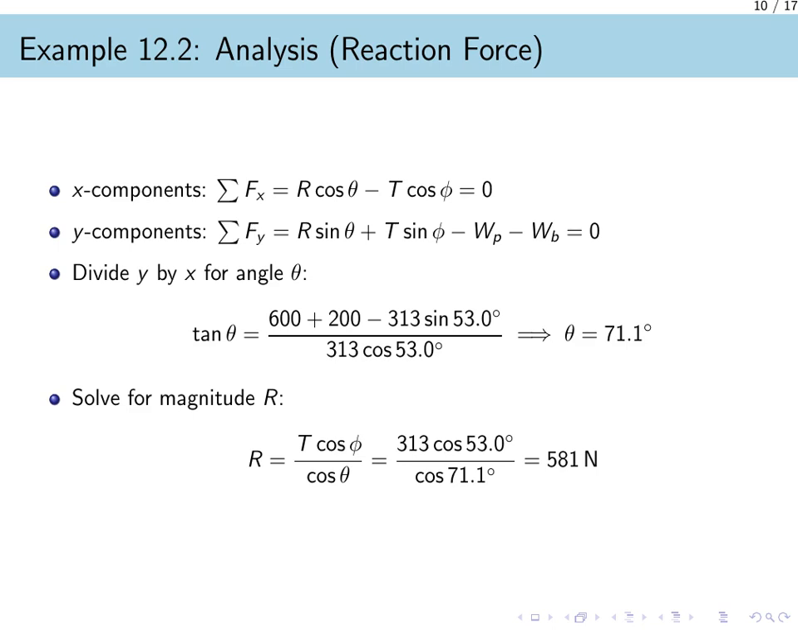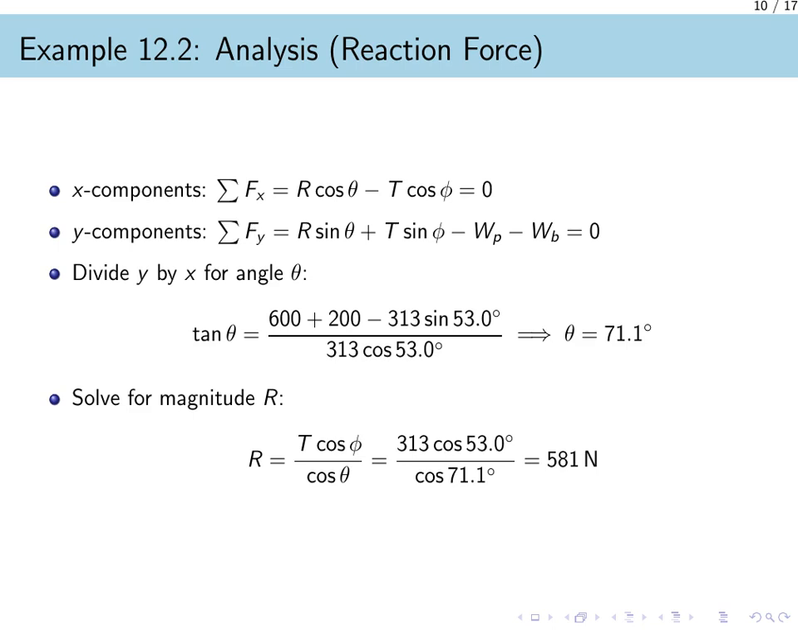We do this by summing the force components in the x and y directions independently. For the x components, the outward horizontal force from the wall, r times cosine theta, must balance the inward horizontal component of the tension. For the y components, the upward forces from the wall and the cable must together balance the downward weights of the person and the beam.